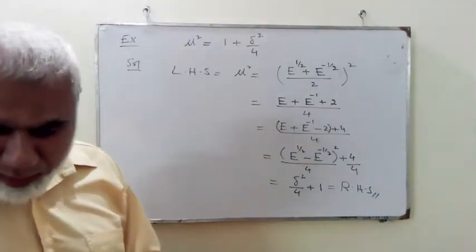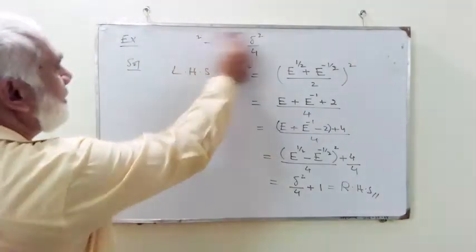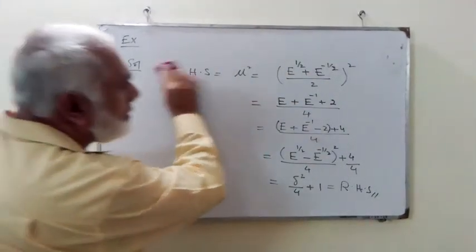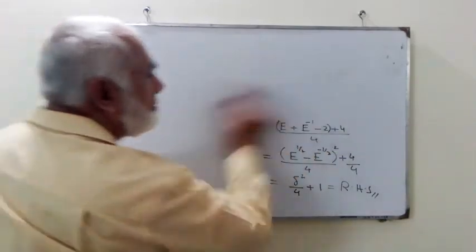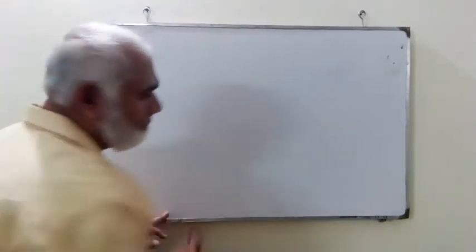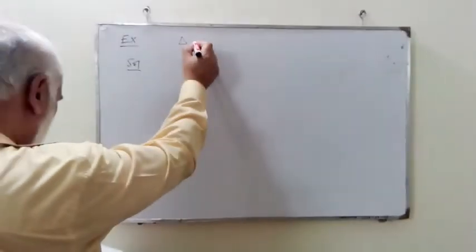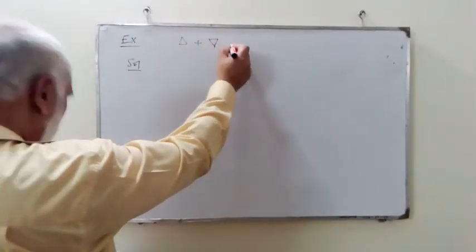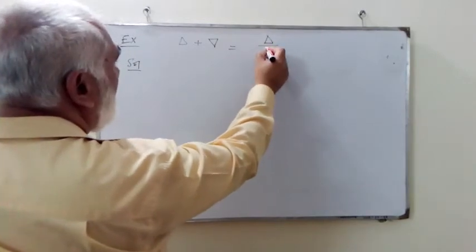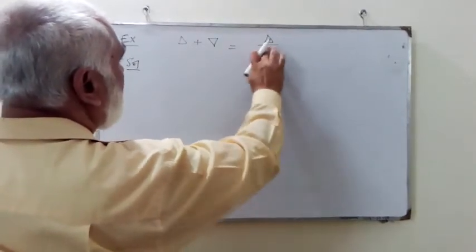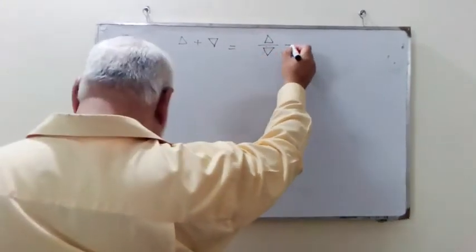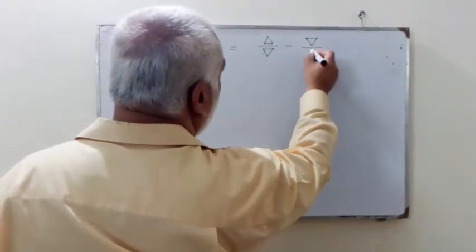Here I give you one more identity in the form of an example. I hope you have noted it down. Okay, so here is another beautiful identity. Now we verify it to find out the relation on the two sides. So here the identity is delta plus nabla is equal to delta over nabla minus nabla over delta.